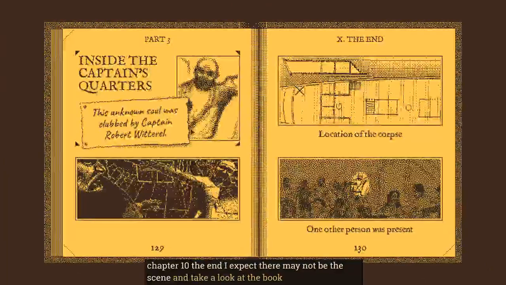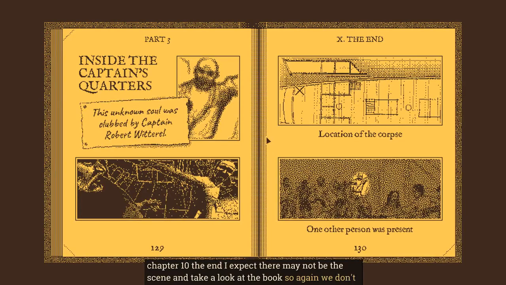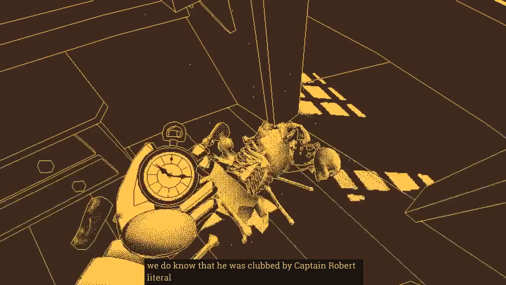and take a look at the book. So again, we don't know this crew member's name, and we also know that we cannot know his name because the portrait of him that we see, which is a close-up of his position in the sketch, is blurry. All of the lines are fuzzy, like it's sand that's been spread out. And so that means that the game knows that we do not have the information to deduce the identity of this man. So that's a comfort. We don't know and we can't know. But we do know that he was clubbed by Captain Robert Witterell.